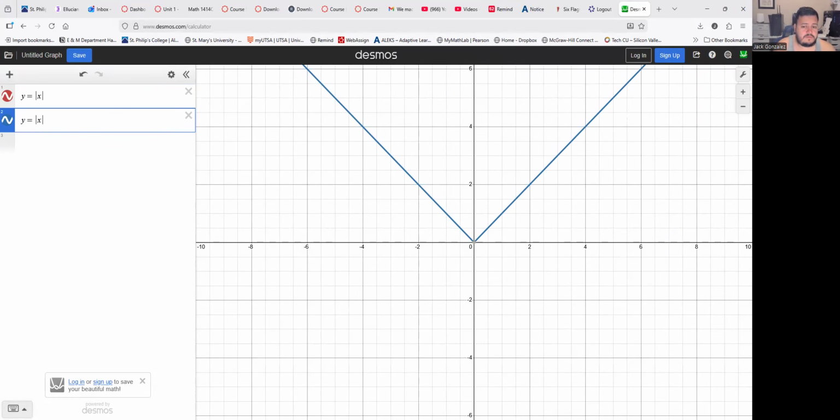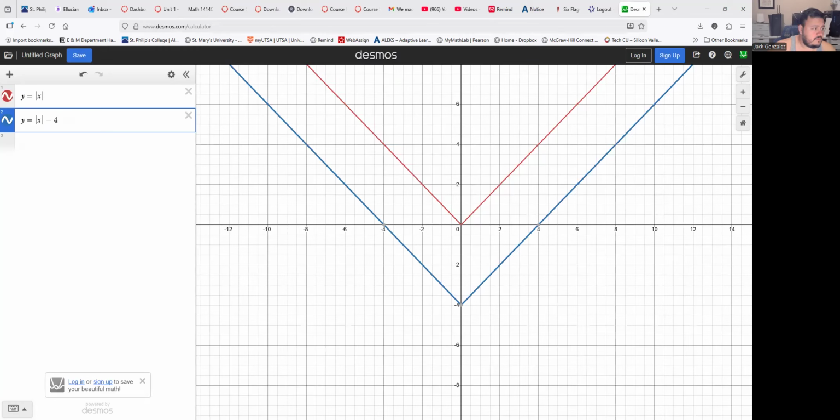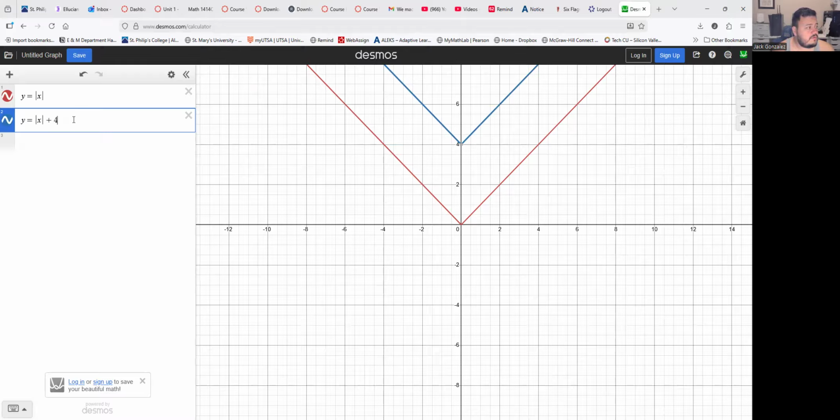If I do plus 4, the outside, notice how it shifts the original up 4. If I do minus 4, obviously it goes down 4. So that's the property I was talking about. In this example, they're doing two things at once. So let's do that part so you can see it. The blue one, that's what it does.